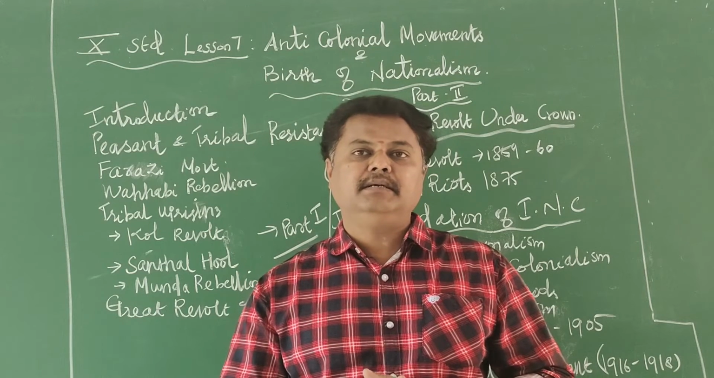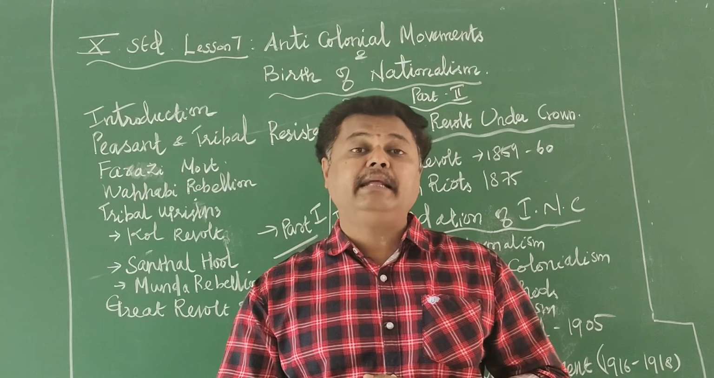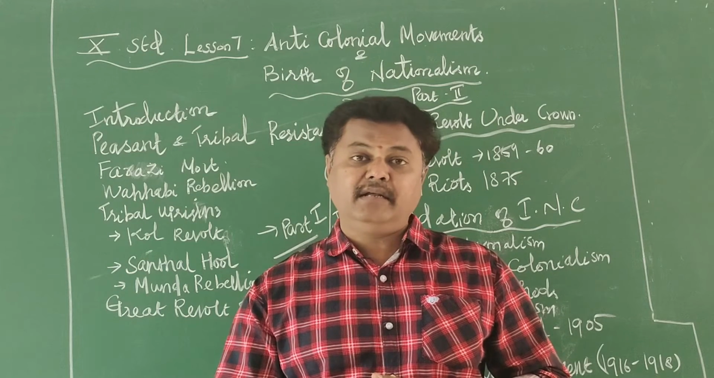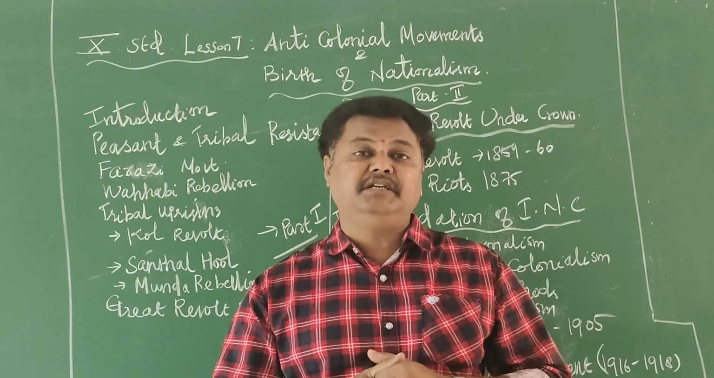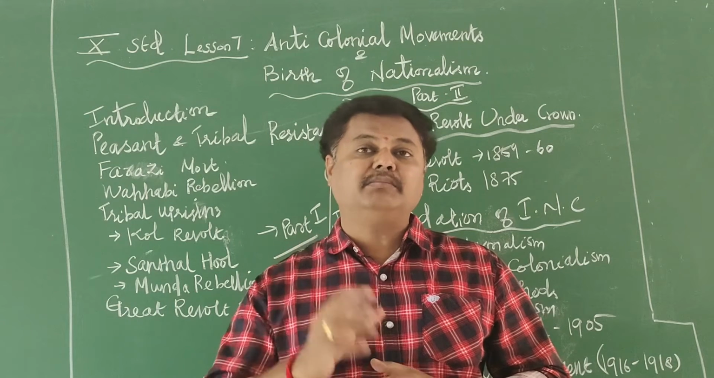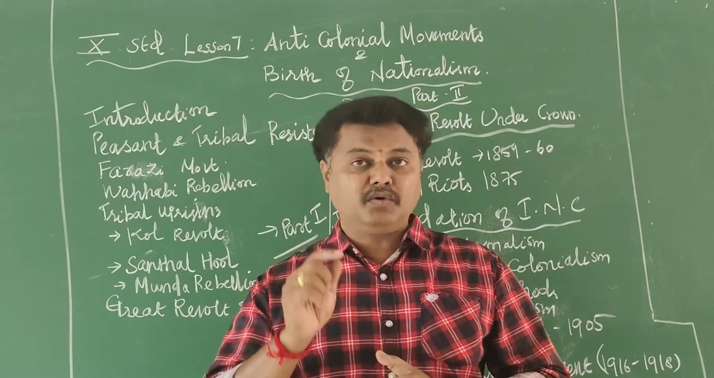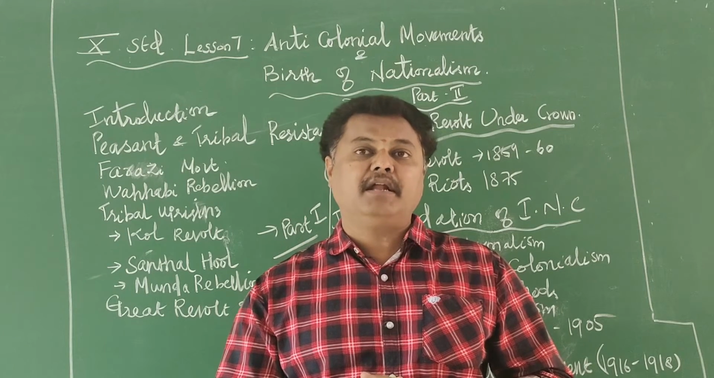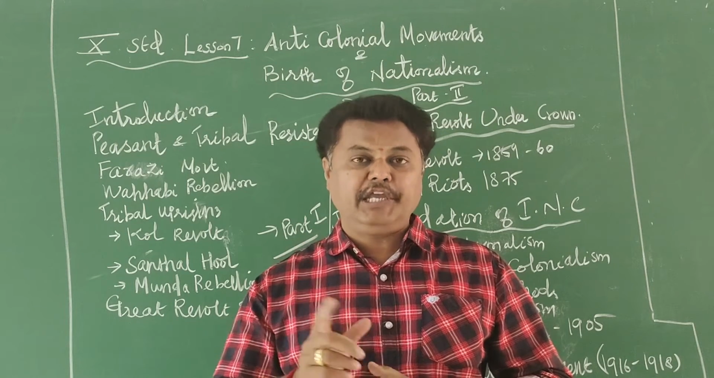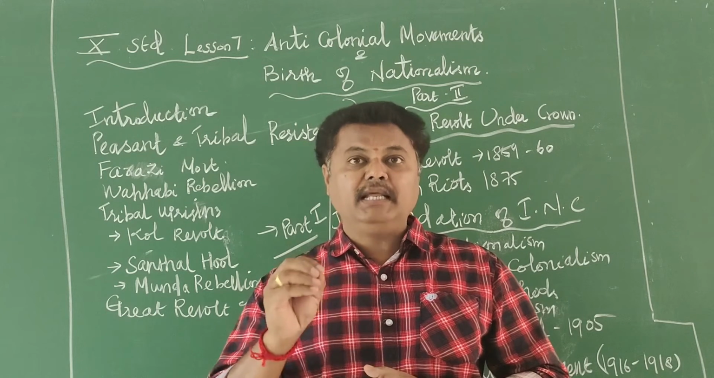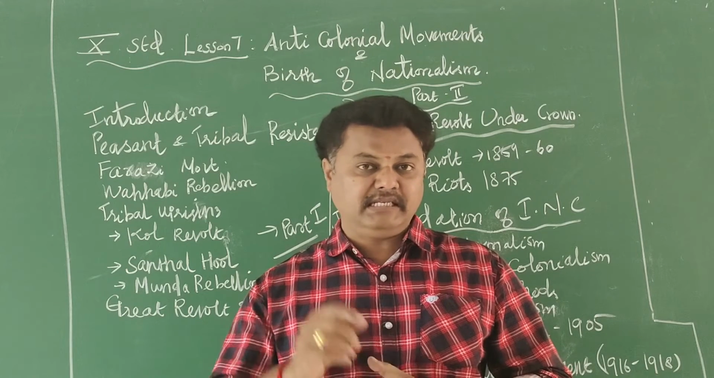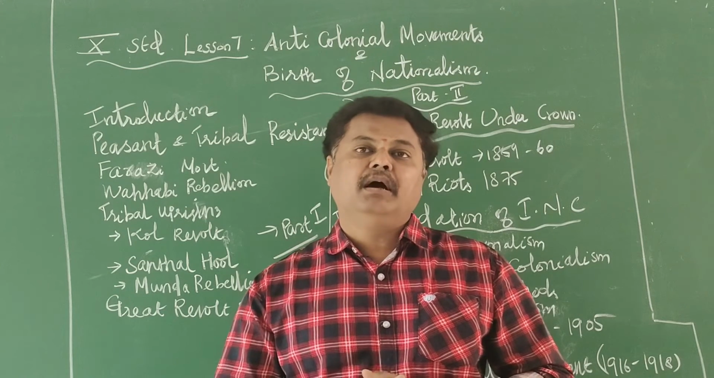The first person was A.O. Hume, Allan Octavian Hume. Basically, he was a retired British civil servant in our country. He thought that he wanted to do something for the Indian people. So he took the first step towards an all-India organization. A.O. Hume lent his services to facilitate the formation of the Congress. He is the founder.